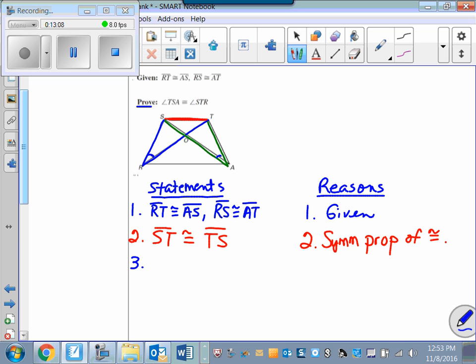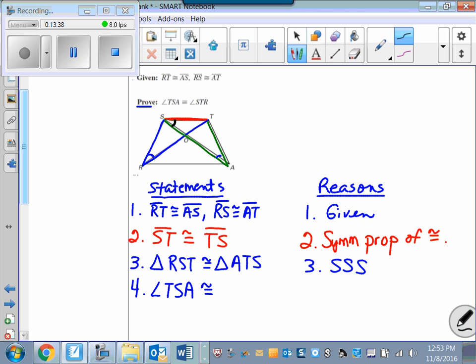And now I have it. I have my triangles. Triangle RST is congruent to triangle ATS by the side, side, side congruence postulate. And now those two angles that we're looking at, angle TSA is congruent to STR. Sometimes these overlapping triangles are really hard to see, but those definitely are corresponding parts of those two triangles. So I'm just going to use CPCTC.